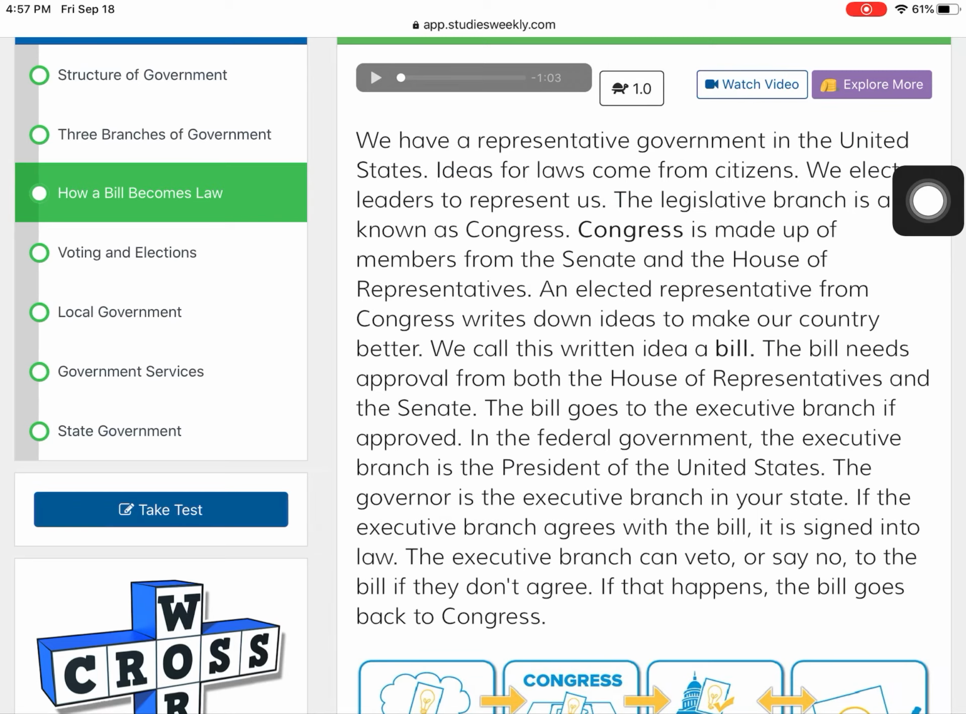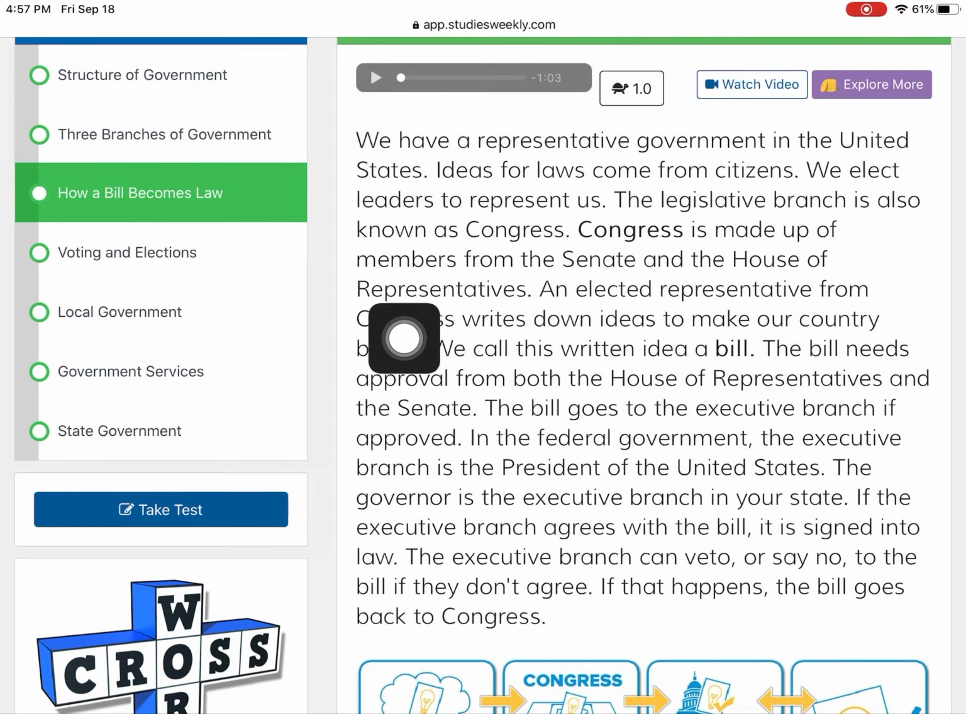We have a representative government in the United States. Ideas for laws come from citizens. We elect leaders to represent us. We talked about this yesterday in our voting and elections of how we vote for our representatives and then they go to Congress, which is made up of the Senate and the House in Washington, D.C. The legislative branch is also known as Congress. Congress is made up of members of the Senate and the House of Representatives.